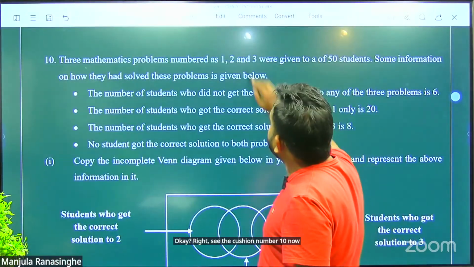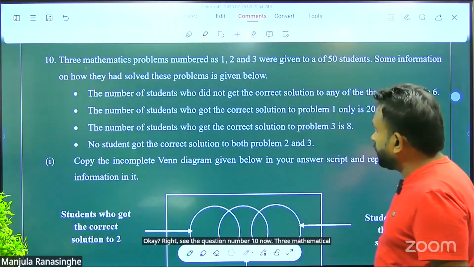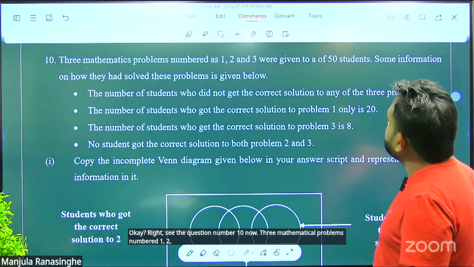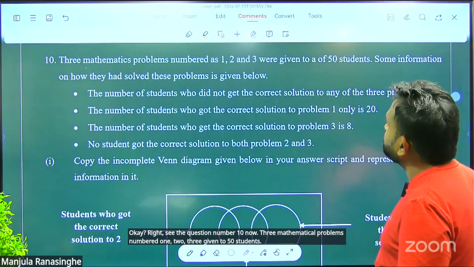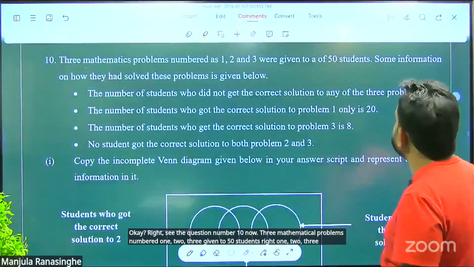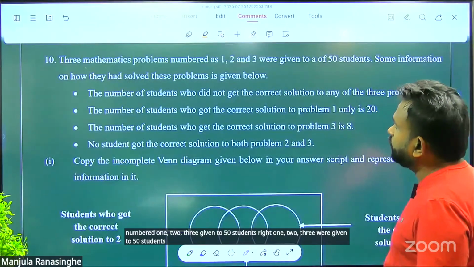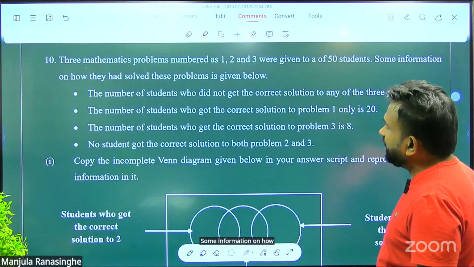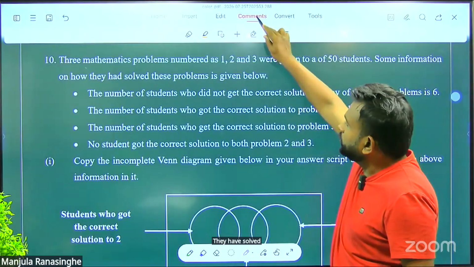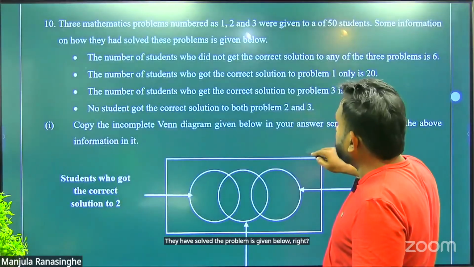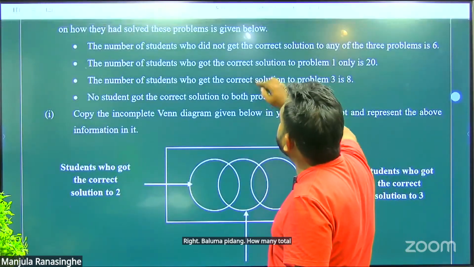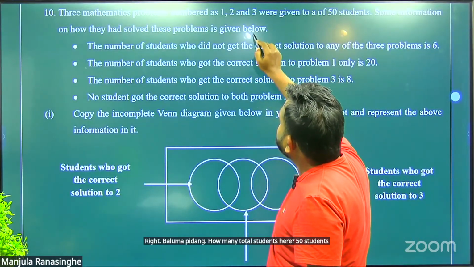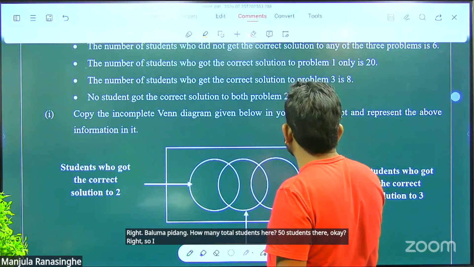See question number 10. Three mathematical problems numbered 1, 2, 3 were given to 50 students. Some information on how they have solved the problems is given below. How many total students here? 50 students there. So I mark the universal set as 50 here.